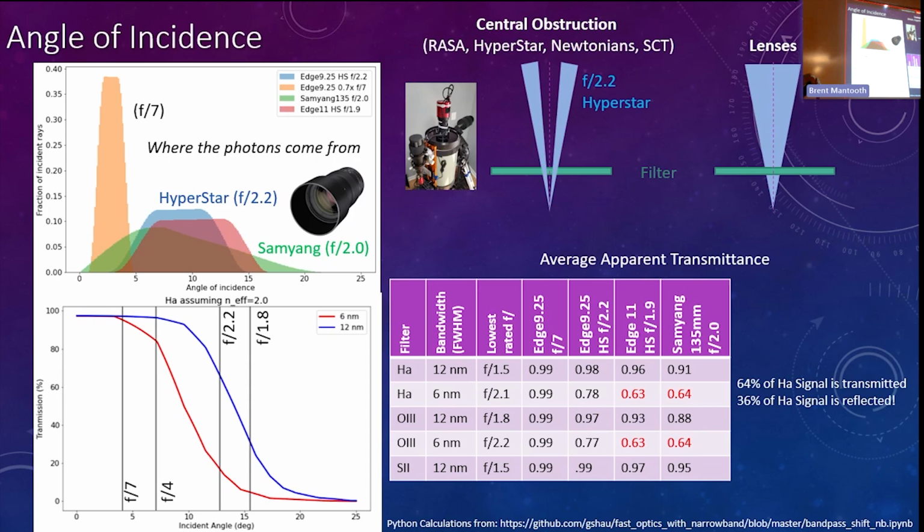If I go to a 12 nanometer bandwidth filter, now I'm not going to have as much attenuation, but I'm not removing as much background. So it's where you get to balance things out. This happens for lenses as well. Here I'm showing a Samyang 135 millimeter lens that is at f2. Here you don't have a central obstruction, so you do have photons coming straight into the filter. Most of them are at about 6 degrees, but a lot of this area out here is at longer wavelengths, so you end up throwing away a lot of your photons if you're using that narrower filter.